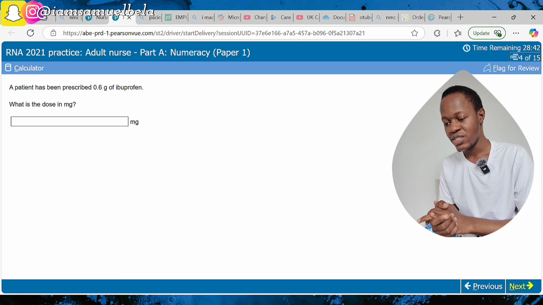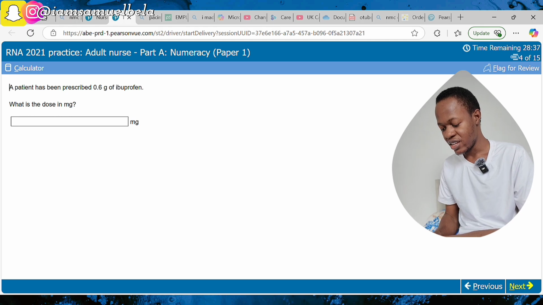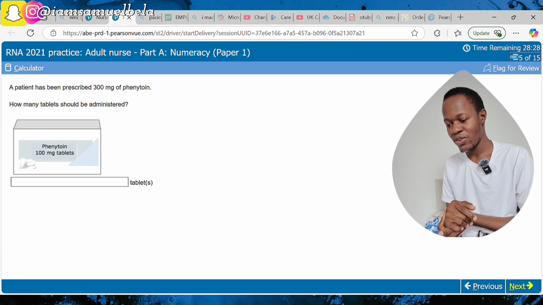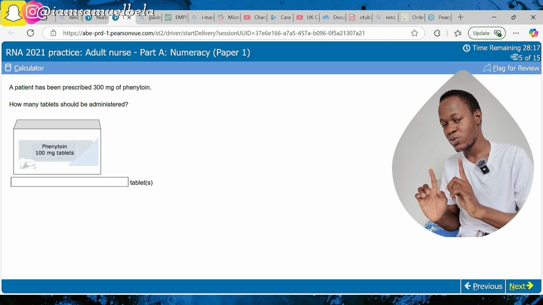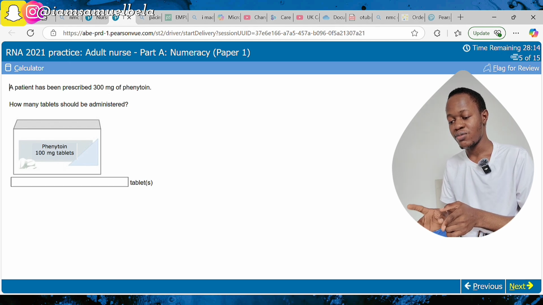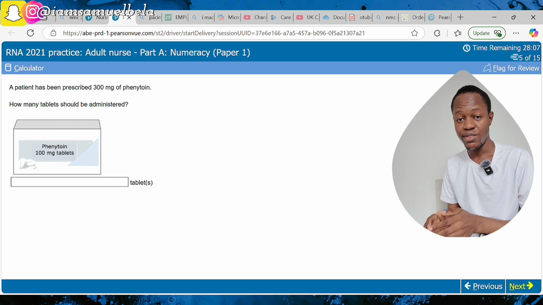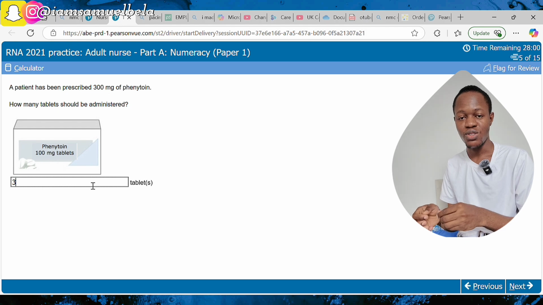A patient has been prescribed 0.6 gram of ibuprofen. What is the dose in milligram? That is 600. A patient has been prescribed 300 milligram of phenytoin. How many tablets should be administered? You can see on the packet that it says 100 milligram tablets. That means 1 tablet is 100 milligram, and your patient has been prescribed 300 milligrams. So 300 divided by 100 gives you 3. If you do not understand how I was getting some of the answers, please leave your questions in the comment section and I will answer them.